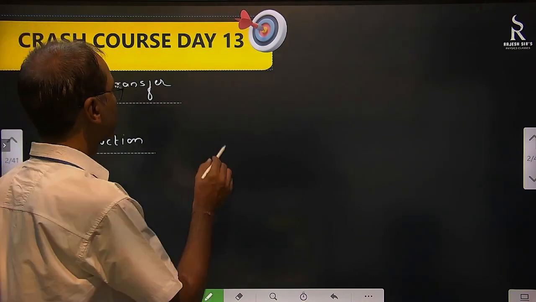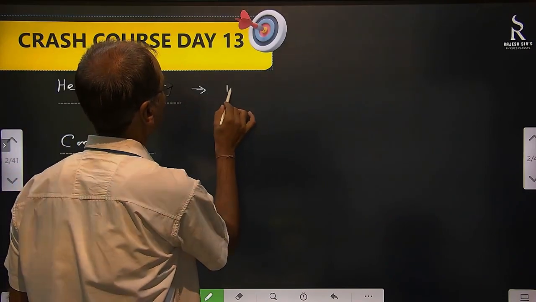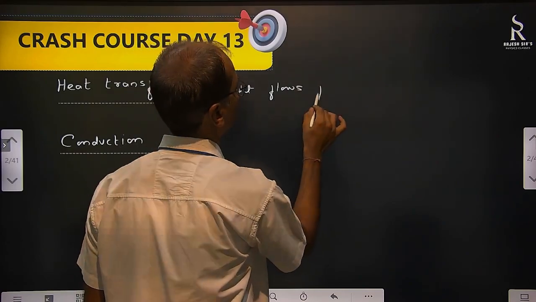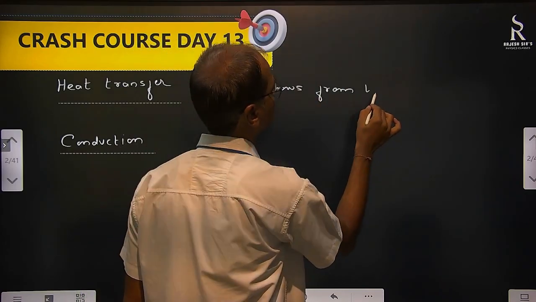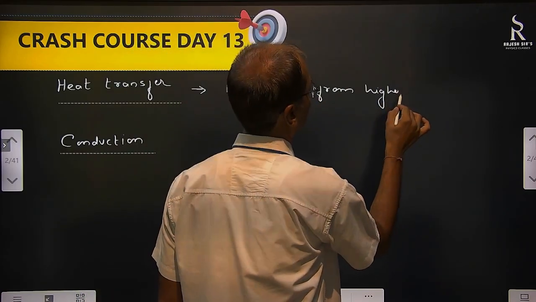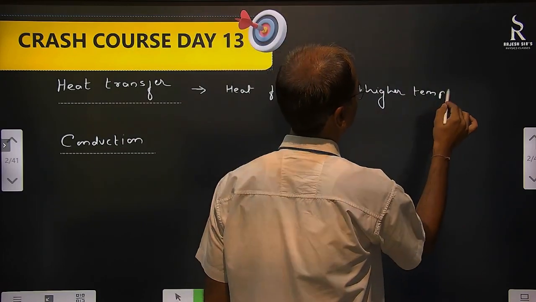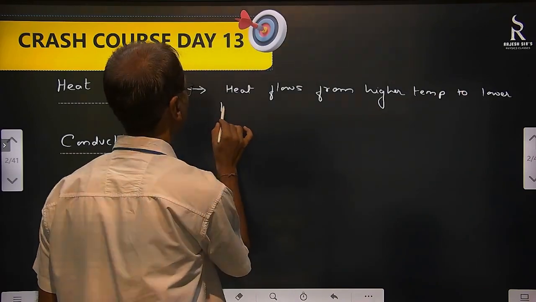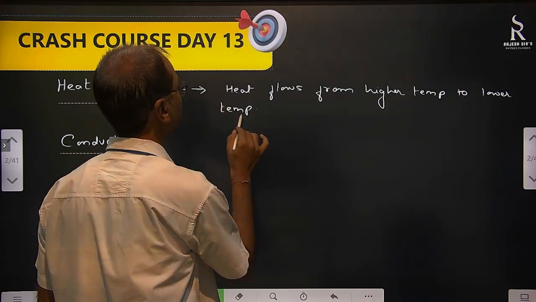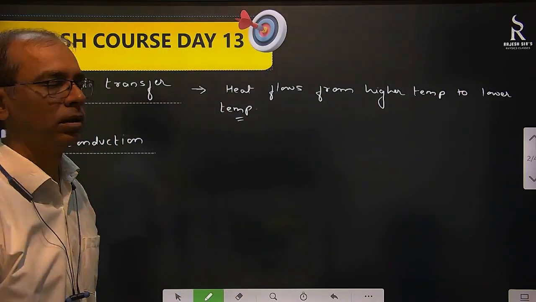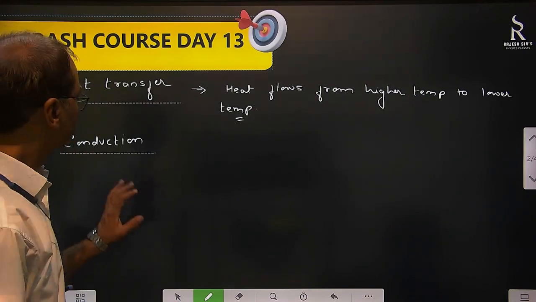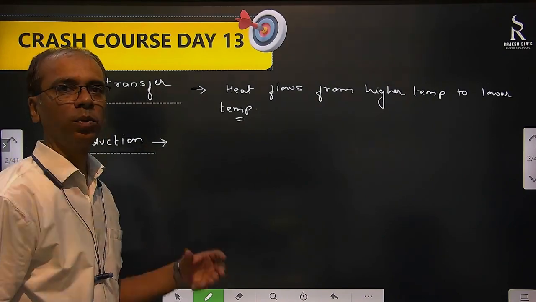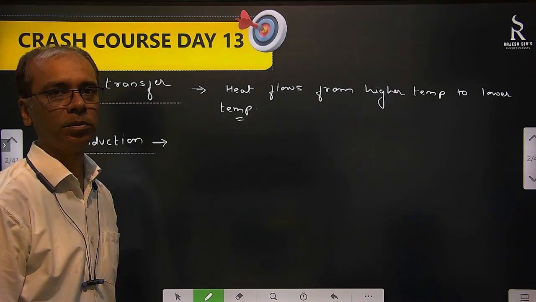So we already studied that heat flows from higher temperature to lower temperature. This we have studied already. So whenever a temperature difference is there, heat will flow. So its example is conduction. In conduction, heat flows within the same body because of change in temperature.